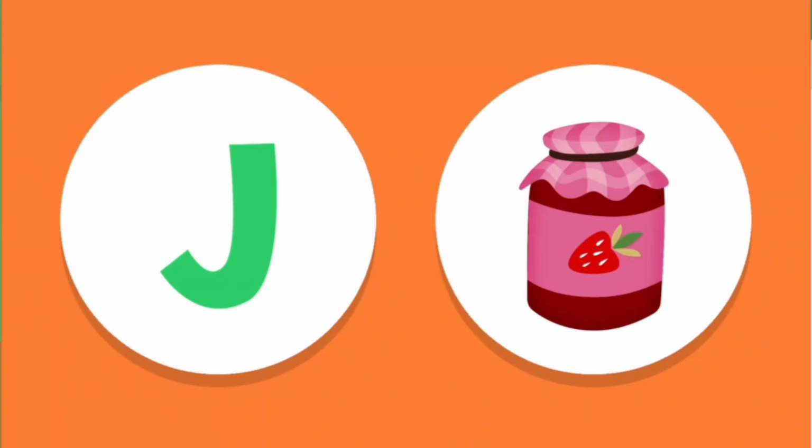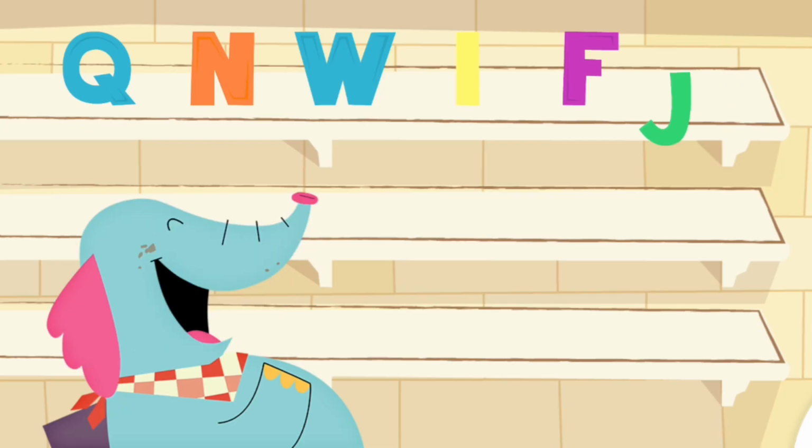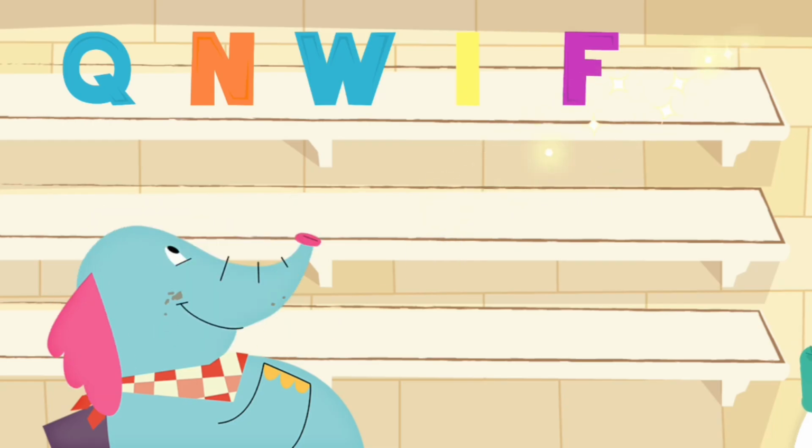Hi there. This is the uppercase letter J. The letter J makes the J sound, like in the word jam. Feed the letter J to Olo. J. Yay! You fed the letter J to Olo.